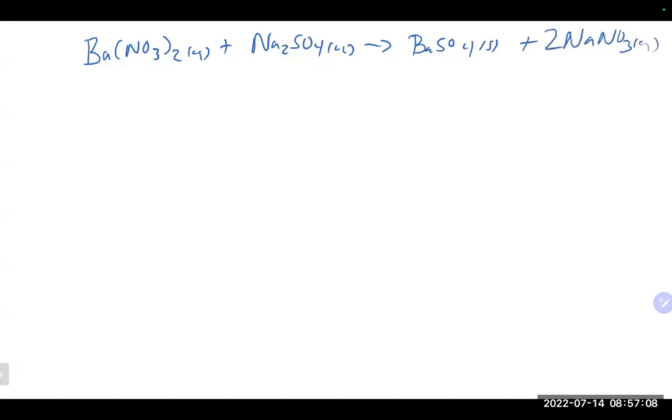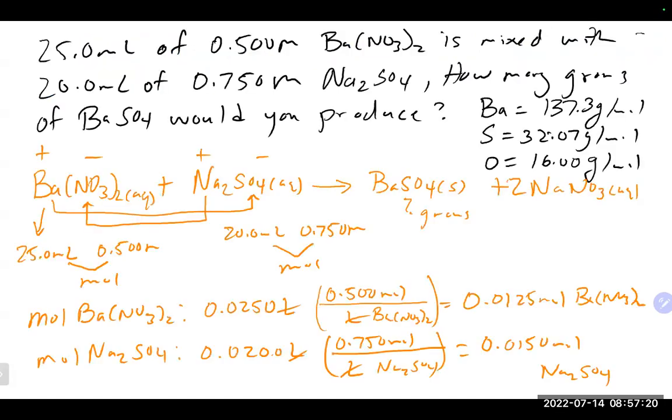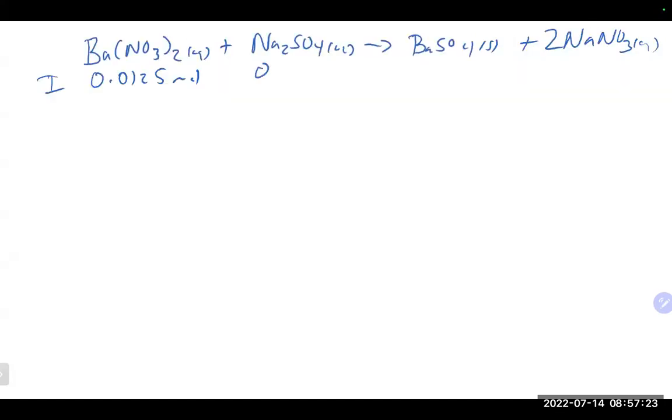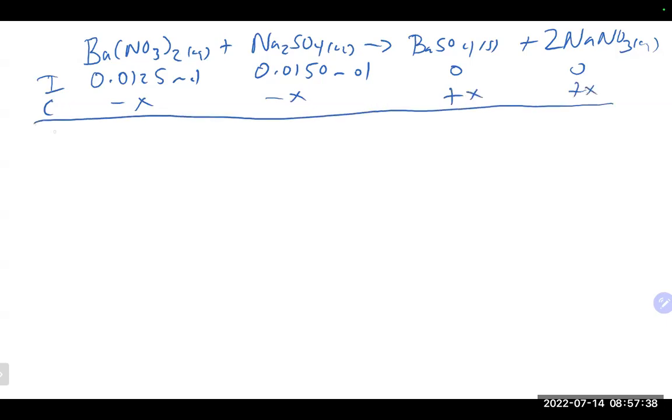So doing our ice table with our initial moles here, we had, I believe, 0.0125. And our other guy there was 0.0150. Once again, we could assume 0 of each of these guys on our product side. We will do our change, which would be minus x, minus x, and plus x, and plus x, bringing us to 0.0125 minus x, 0.0150 minus x, x, and x. Any questions on the table here?